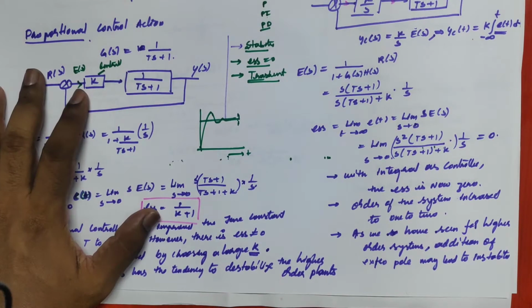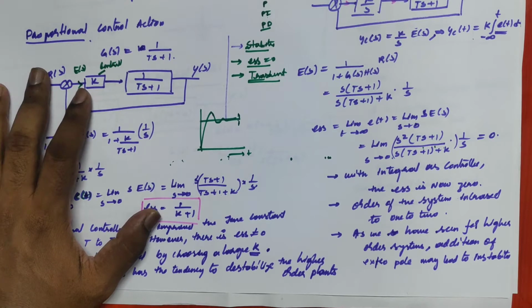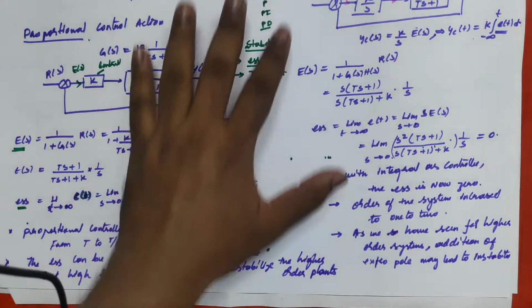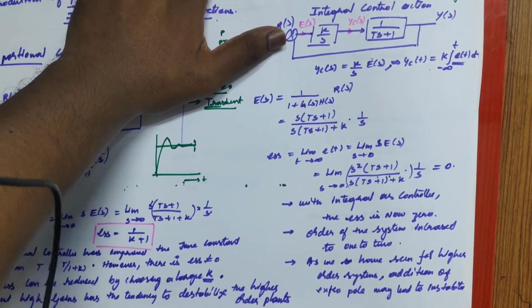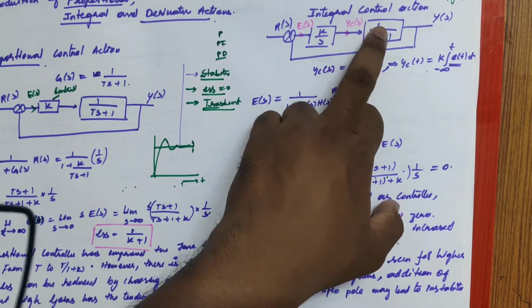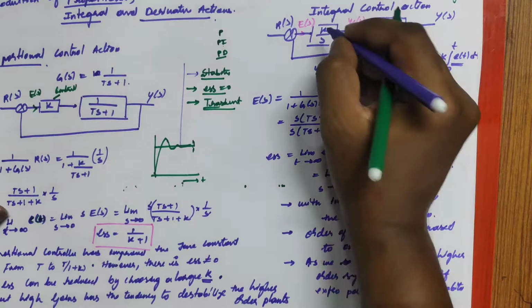So there is a problem with a controller having only the proportional term. Okay, so this has one limitation, right? Now let us move to something interesting here. It is integral control. So this is the control unit.